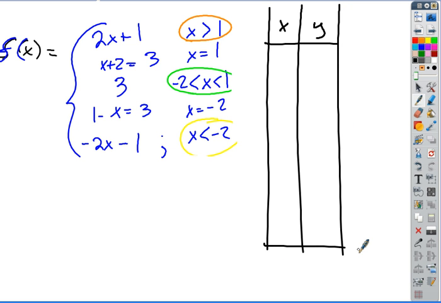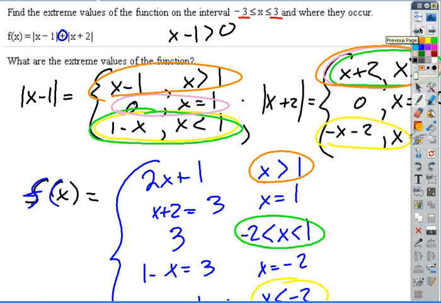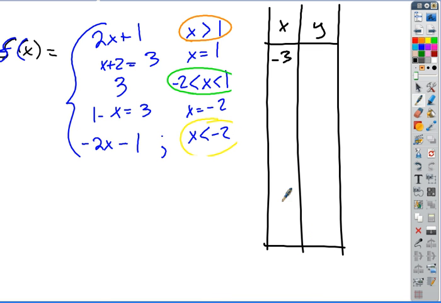So what are the values that we have to check? What goes in our table here? The endpoints, which were -3 and +3. So we go from -3 up to +3. Then we had the critical numbers where we had undefined slope, which occurred at the junctions, at the boundaries. So at 1 and at -2.